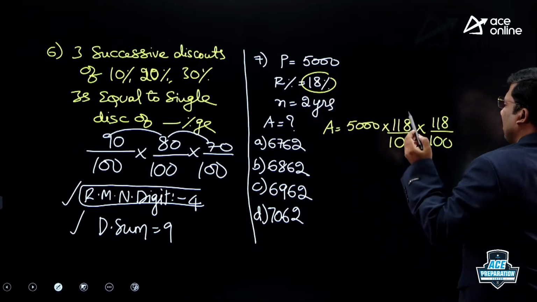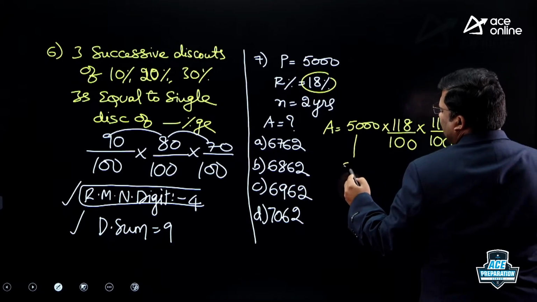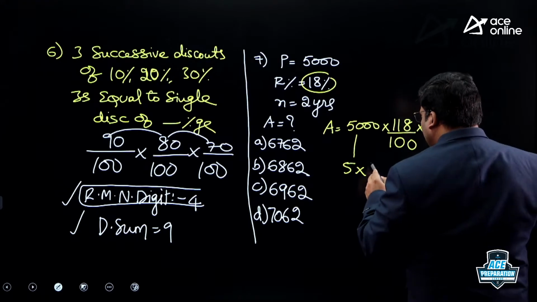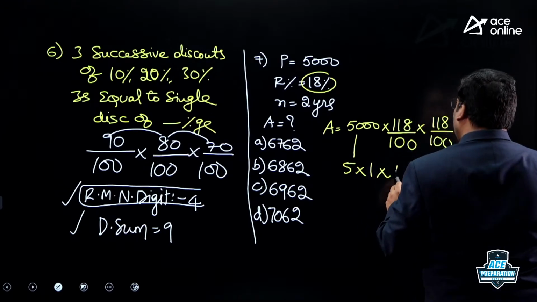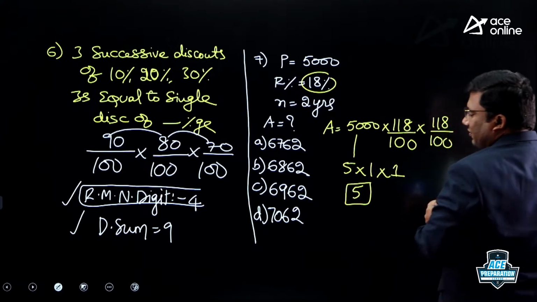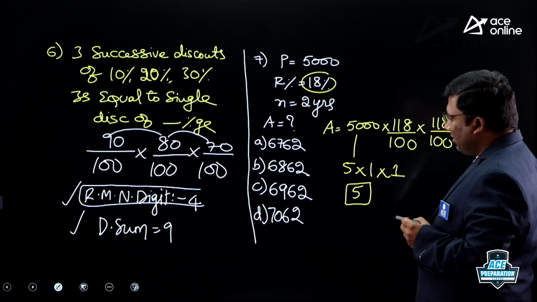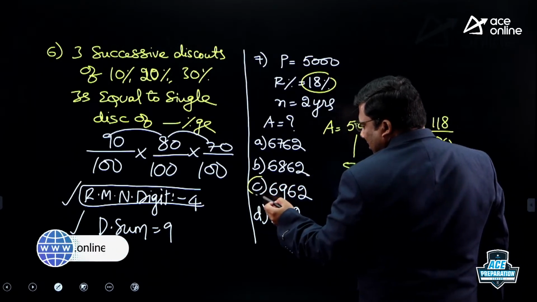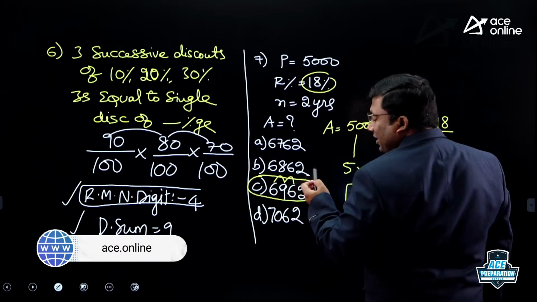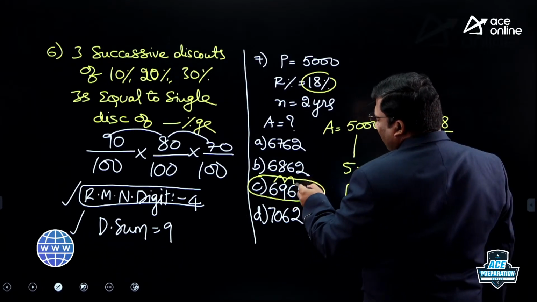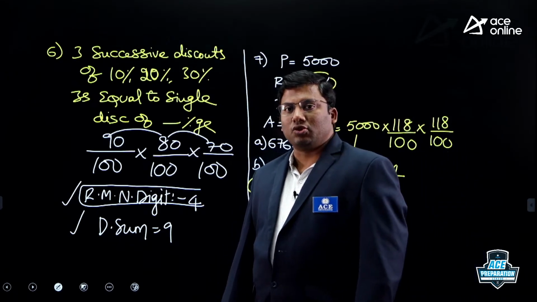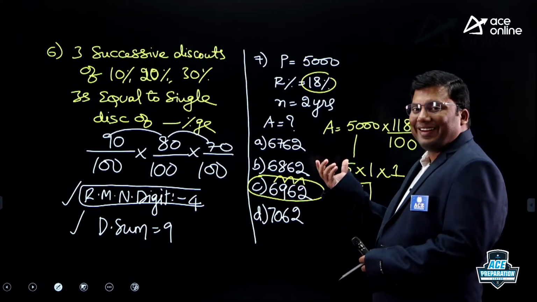Now if you see here, 5,000, digital sum is 5. 118, 8 plus 1 is 9, 9 plus 1 is 10, it is 1. Answer, digital sum, it is 5. See here, 6, 9, 6, 2. 6 plus 9 is 15, 15 plus 6 is 21, 21 plus 2 is 23. What is 2 plus 3? 5. I hope the idea is clear.